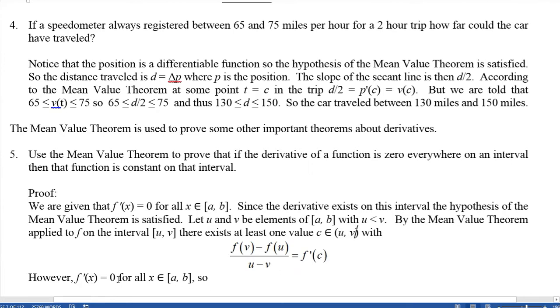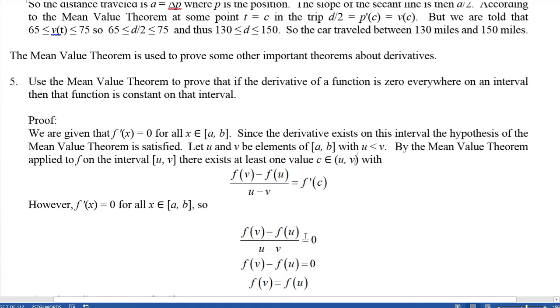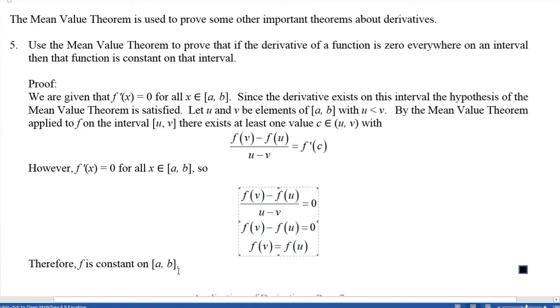However, the derivative is 0 for all x in the interval a to b, so certainly it is true for any point between u and v, including c, so that derivative is 0. So we can substitute 0 there. Now multiply both sides by v minus u, and we get f of v minus f of u is 0, which means f of v equals f of u, which means that the value of f is the same. Since u and v were arbitrary elements, this means that f is a constant function on that entire interval from a to b.